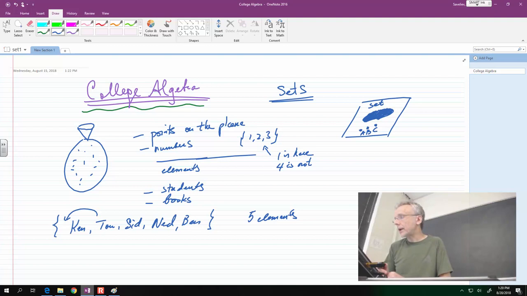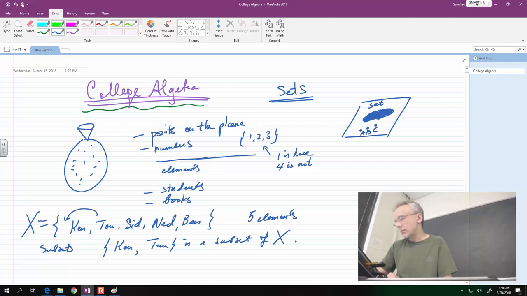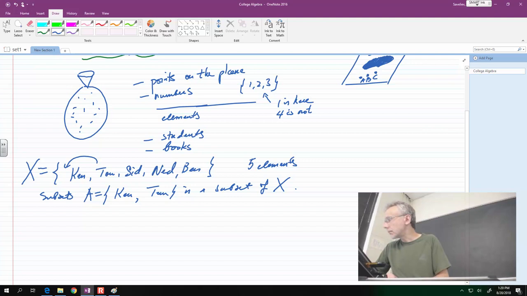Okay, so the next concept is subsets, which I already just suggested. So for example, Ken and Tom is a subset of, well, let's call this X. And this is A. Okay. So we start with the elements of X, called X. It has five elements, and then we formed what we call a subset. So what's a subset? It's any list that contains elements from the set X. So I picked the first two, but I could have picked, say, Sid, Ned, Tom. I could pick three or more. It doesn't matter.